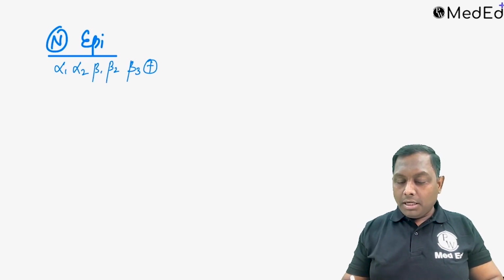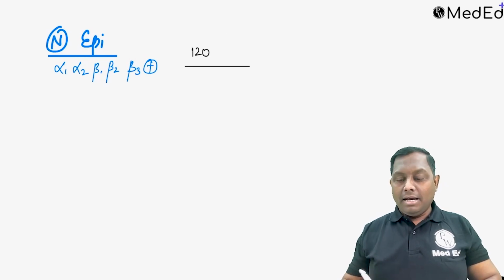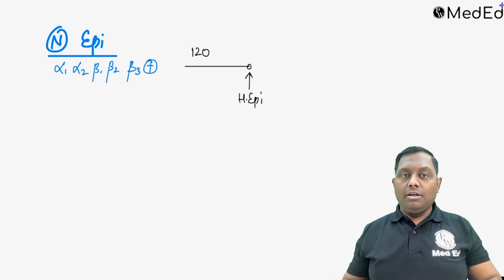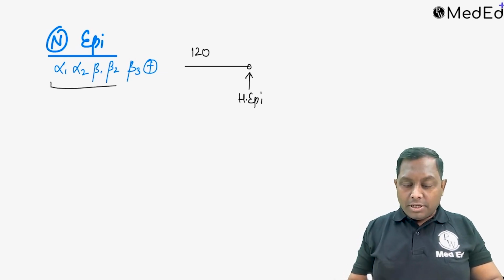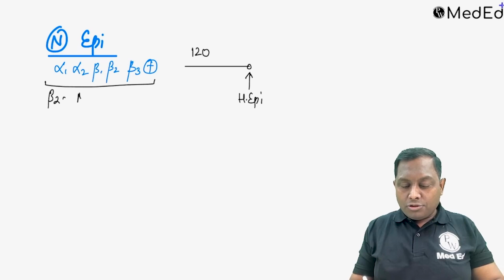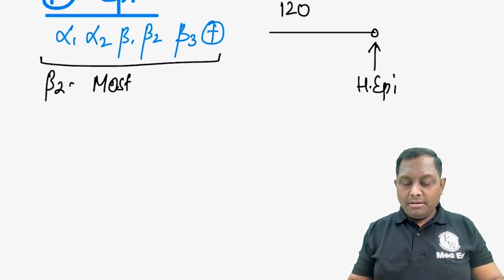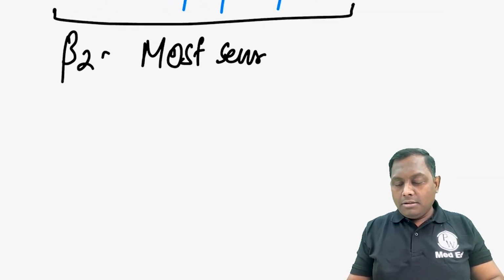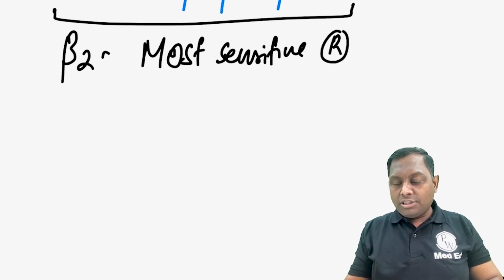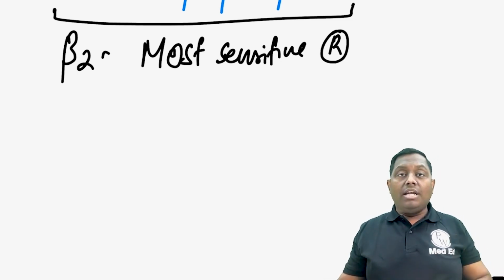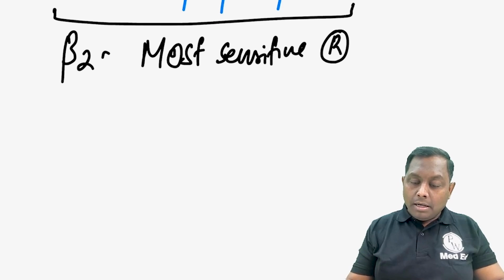There is a patient coming, or in an experimental setting, let's say you have a normal blood pressure of 120, and you introduce a high dose of epinephrine. Because they are working on all receptors, but there is a small catch here: beta 2 happens to be the most sensitive receptor. What is the meaning of most sensitive receptor? That they will be responding at a lesser dose.